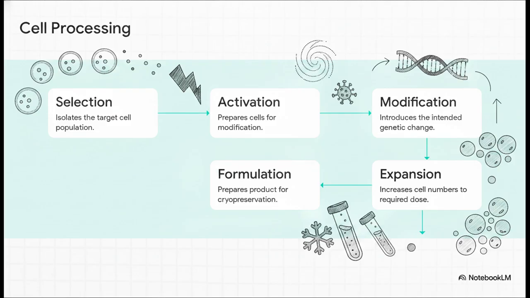Next is activation, basically preparing those cells for the journey ahead. Then comes modification. This is where the magic really happens, like introducing an intended genetic change through viral transduction or gene editing. After that, we hit expansion and harvest, which is just growing the cells to the required clinical dose and collecting them. And finally, formulation and cryopreservation, getting the product ready for storage. And hey, remember, freezing and thawing, those are highly critical steps. We absolutely have to understand how they impact cell viability and function.